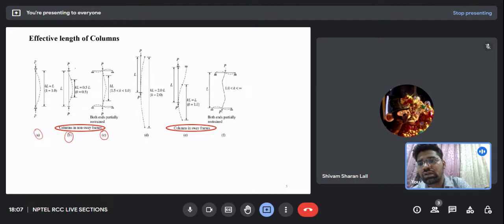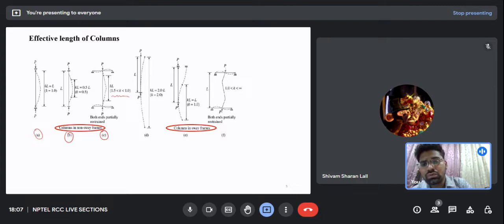And when we come to the fixed case, then the ratio of the effective length to the unsupported length will be equal to 0.5. And when we broadly speak about the two ends which are partially supported, then the ratio comes in between 0.5 to 1. So what is it? It is the ratio of effective length to unsupported length. Okay.